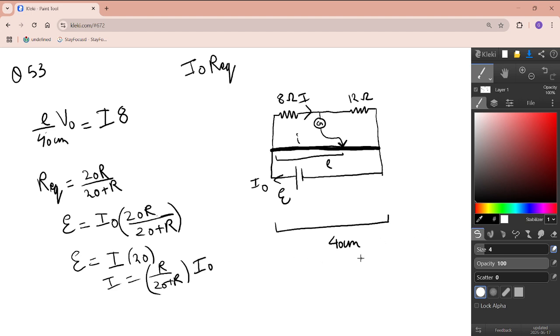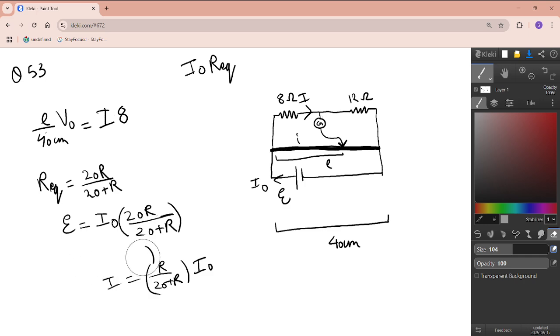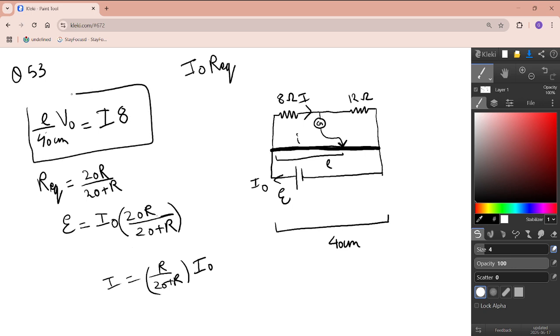And this is what we derived, right? R upon 20 plus R I naught, right? So yeah, we could go by this also, but anyways, we got I and we got this V naught, which is actually epsilon. So let's just put all these equations in this. So L by 40, V naught is basically epsilon, which is I naught 20 R upon 20 plus R. I naught is the total current.